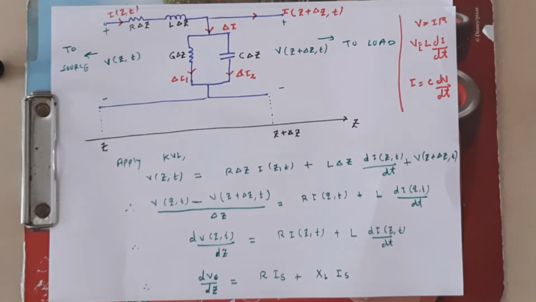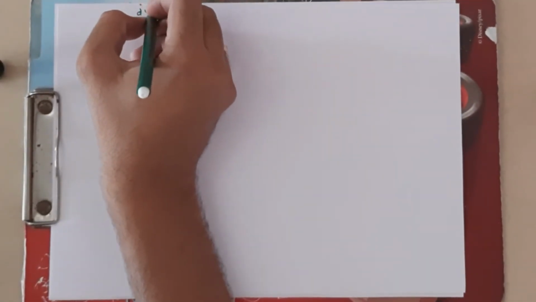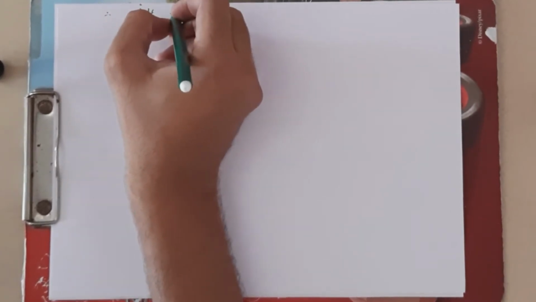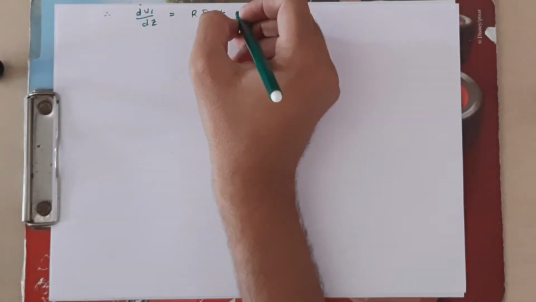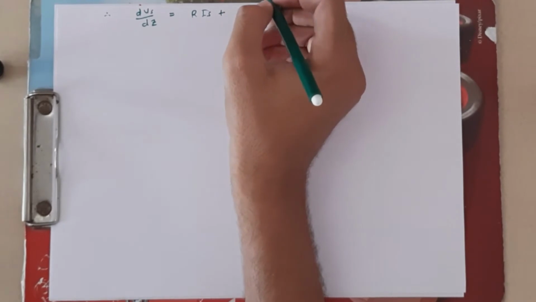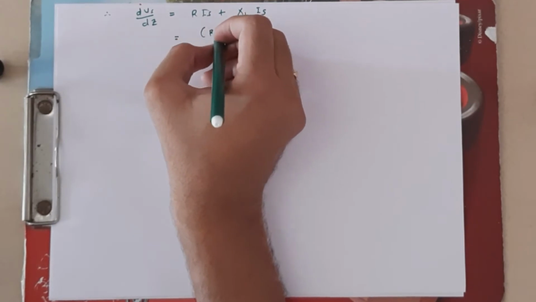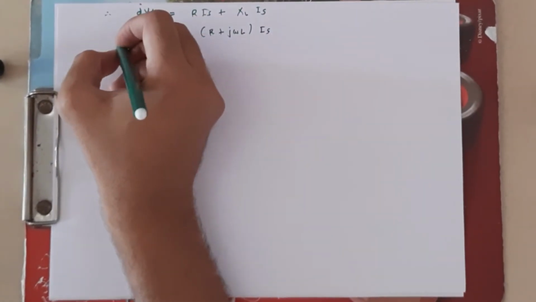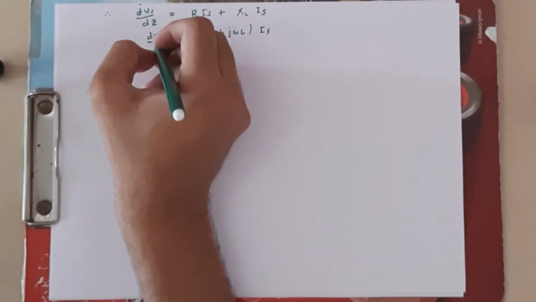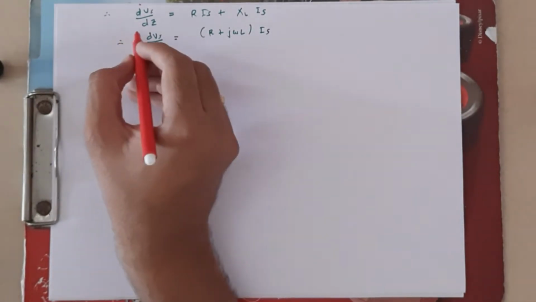I write this equation again. dV_S by dz is equal to R I_S plus X_L I_S. What is X_L? j omega L. So it is R plus j omega L into I_S. So we get this equation: dV_S by dz is equal to (R plus j omega L) into I_S.